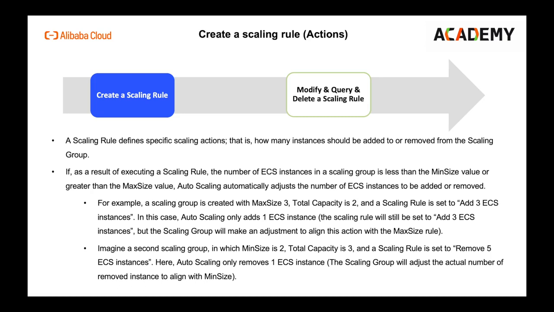For example, let's say a scaling group is created with a max size of 3, a total capacity that's currently at 2, and a scaling rule that's set to add 3 more instances. In this case, autoscaling only adds 1 instance.